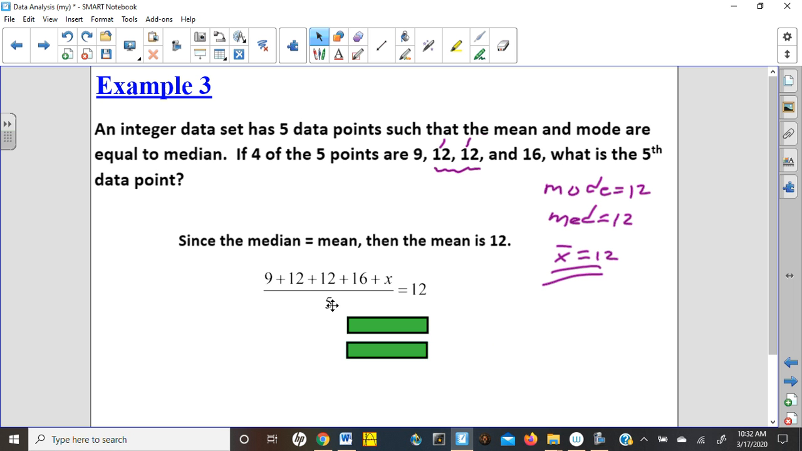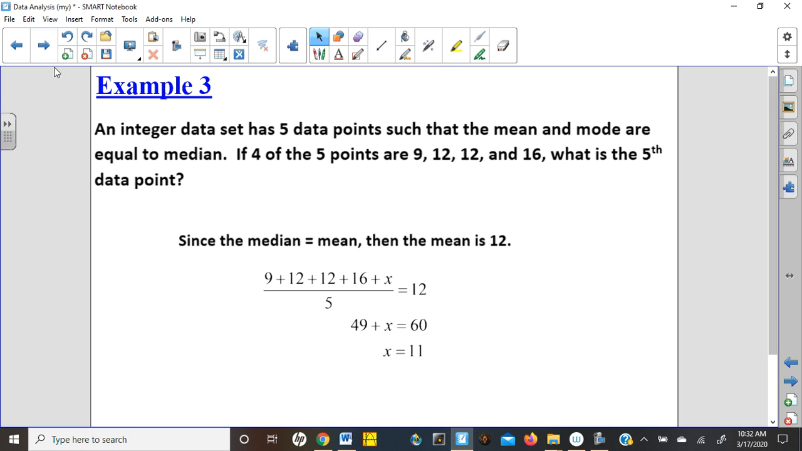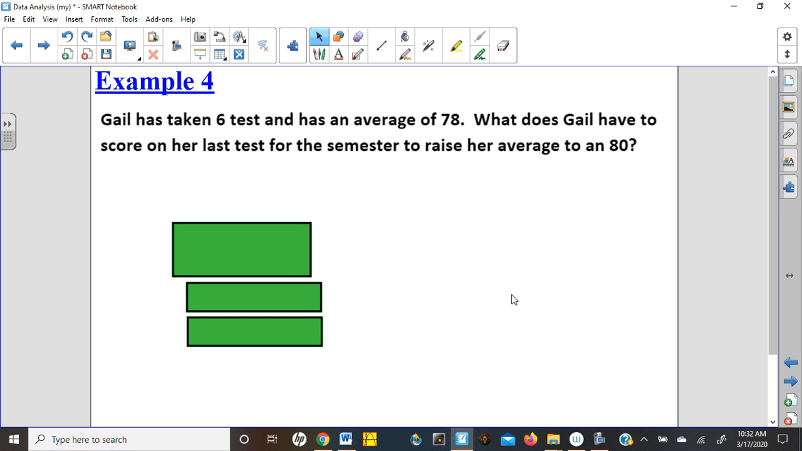Easiest thing to do here would probably be multiply by 5. We could go ahead and add the 9, 12, 12, and 16, and then subtract 49, bam. That missing data point has to be 11. So just a little logic and a little algebra, and there's our answer. You'll see a lot of these types of questions in the packet, and these are fairly common questions within the PSATs also. Here's another similar type of question.